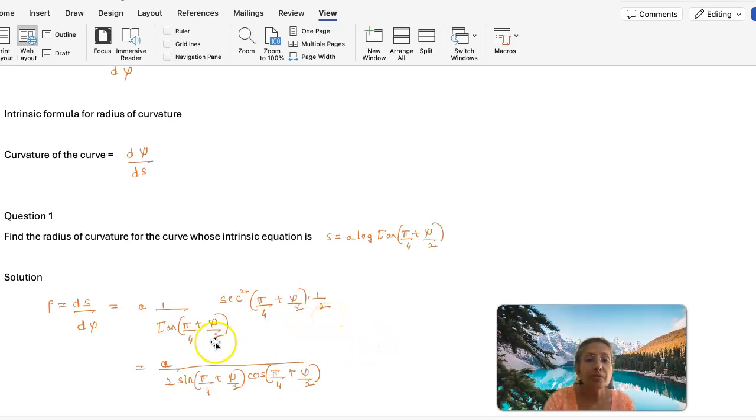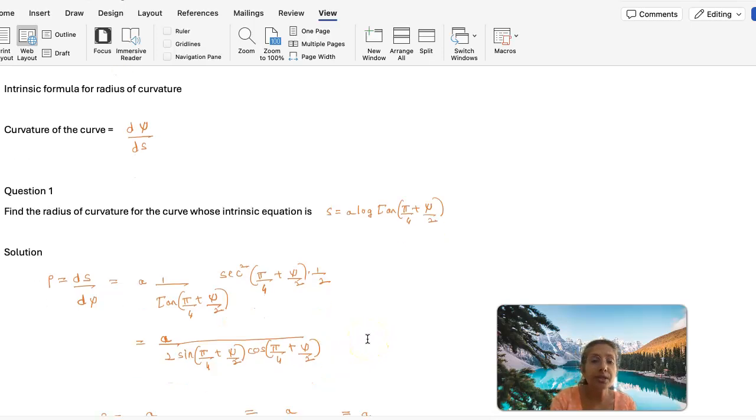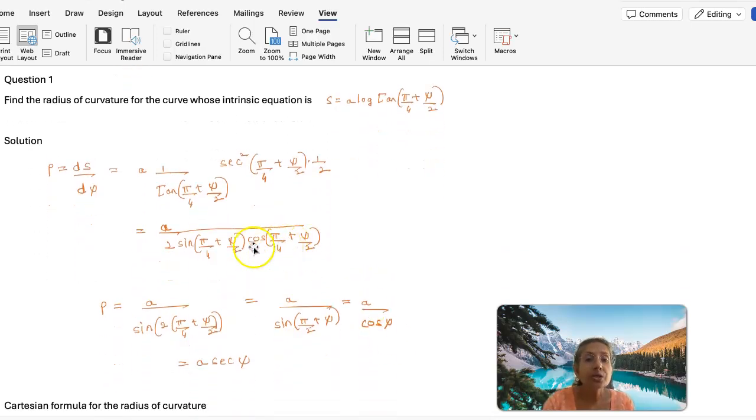So when you simplify it, tan is sine by cos, secant squared is 1 by cos squared. So it becomes a by 2 into 1 by sine (pi by 4 plus psi by 2) cos (pi by 4 plus psi by 2). Now 2 sine theta cos theta is sine 2 theta. So this becomes a by sine 2 into (pi by 4 plus psi by 2). That is a by sine (pi by 2 plus psi), which is a by cos psi, that is a sec psi. So this is the radius of curvature for this curve.